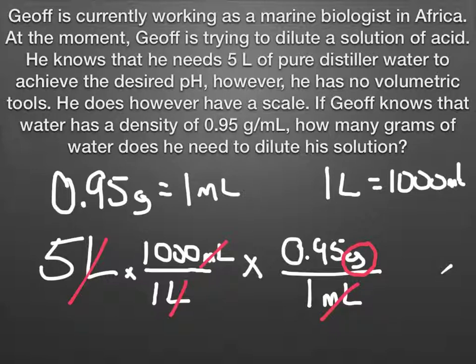So if you do some math, 5 times 1,000 is 5,000. 5,000 times 0.95 is 4,750 grams. And that's how many grams he needs. So this is a basic dimensional analysis problem you would perform possibly in the chemistry lab.